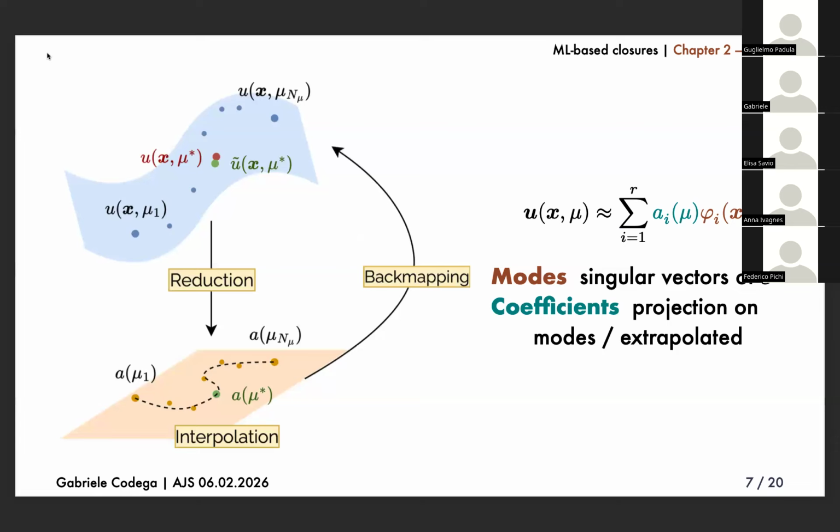Whenever you have a new parameter, mu star, a new value for the Reynolds number, you want the full solution. Instead of looking for the full solution directly here, you look for coefficients in this space, which is small. And once you have that, you can map it back and hopefully land somewhere near the actual solution, right?